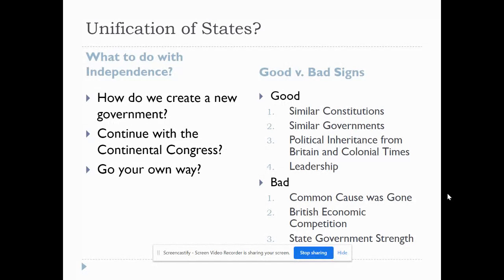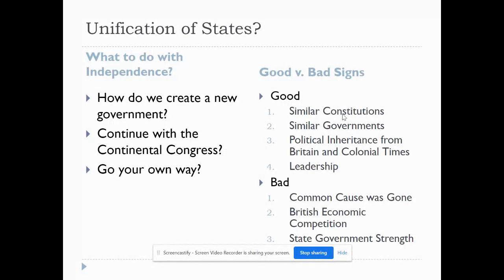Do we say, you know what, we're going to have a national entity, or are we going to just say, Massachusetts is going to deal with matters on Massachusetts alone, or are we going to worry about a national government? Now, of course, there are good signs. There are similar constitutions amongst the states.